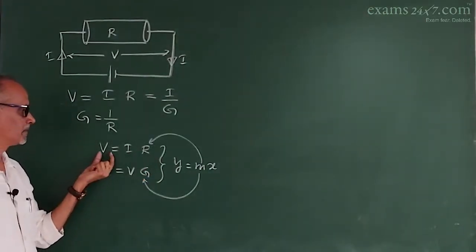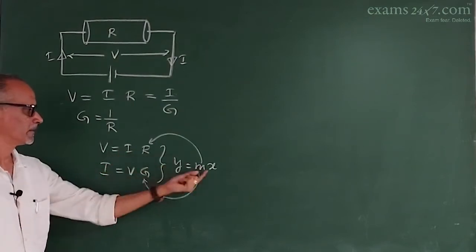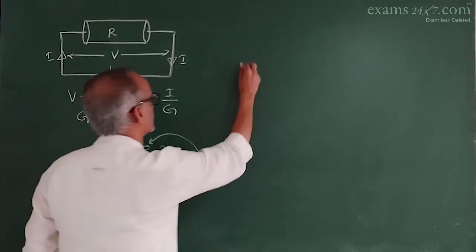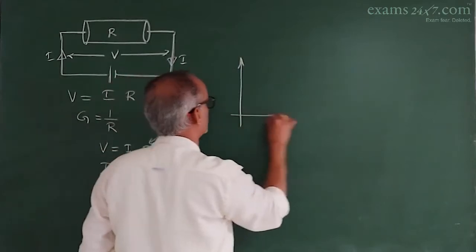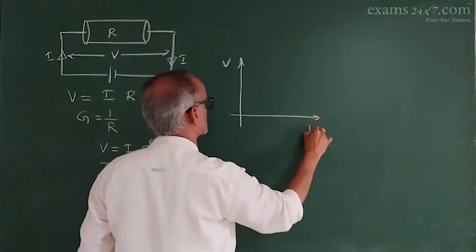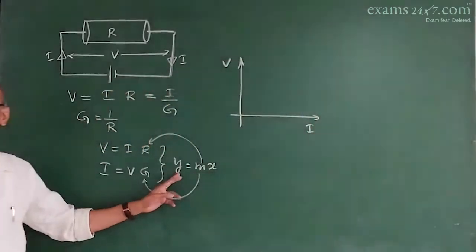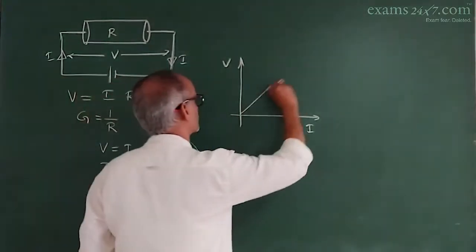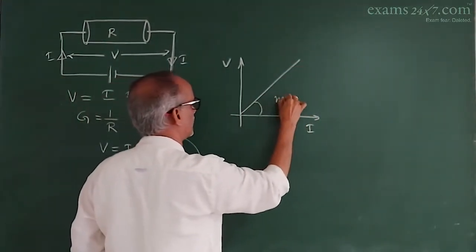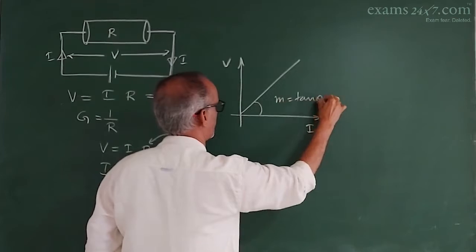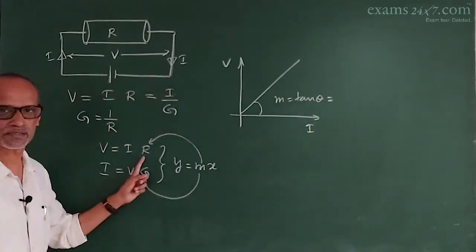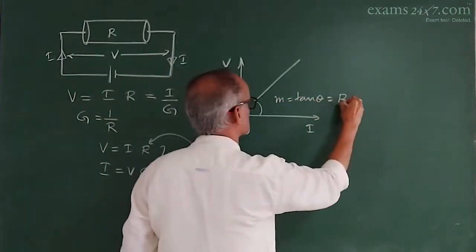Y versus x here, where m is R. So the graph of V versus I is a linear equation passing through the origin, and the slope m, which is equal to tan theta, is a measure of the resistance. The slope gives the resistance.